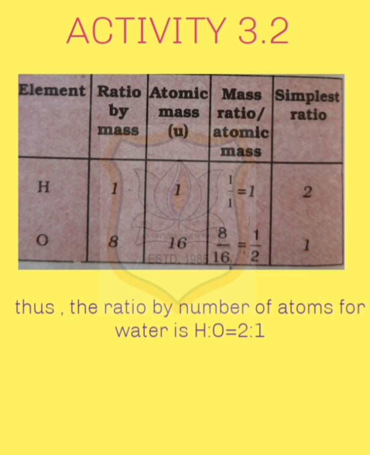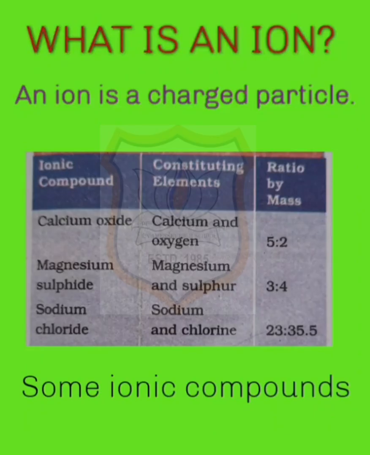The ratio by mass is 1 and 8, 1 for hydrogen and 8 for oxygen. The actual atomic mass for hydrogen is 1, as we have discussed, and for oxygen it is 16. Mass ratio divided by atomic mass: 1/1 is 1 and 8/16 is 1/2. So the simplest ratio will be 1 to 1/2, and thus the ratio by number of atoms for water is 2:1.